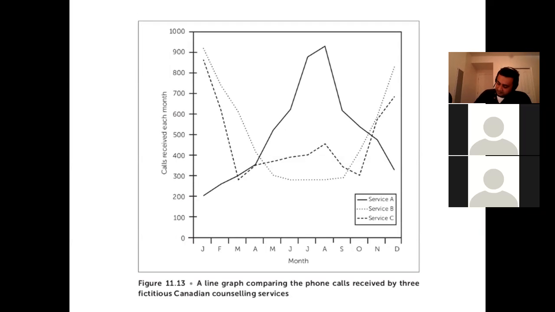So this is a different kind of line graph, and they're comparing. It's possible on a line graph to have more than one dependent variable measured against an independent variable. So in this case, you have, say, the phone calls received by 3 fictitious Canadian counseling services, service A, service B, service C. Each one of them represents a dependent variable, the dependent variable being the number of phone calls received. And they're representing them differently. You have a solid line, a dotted line, and a dashed line. So you're able to do that.